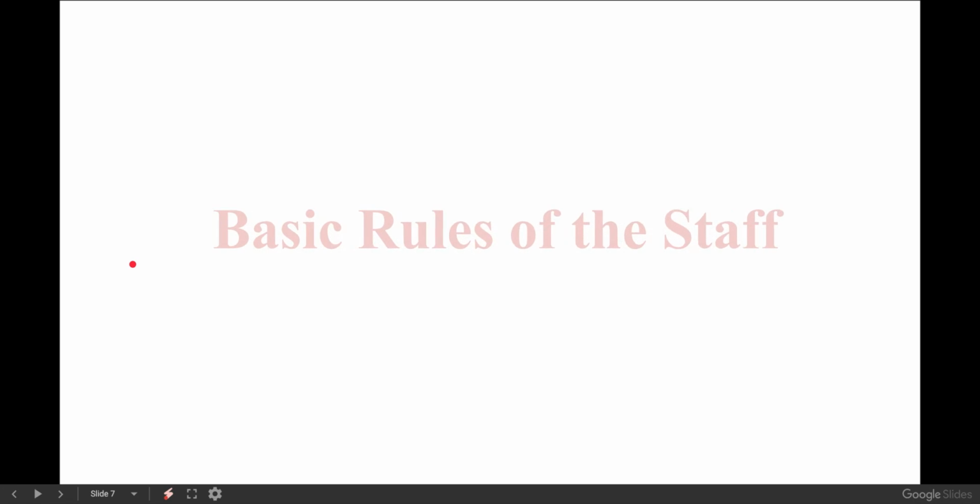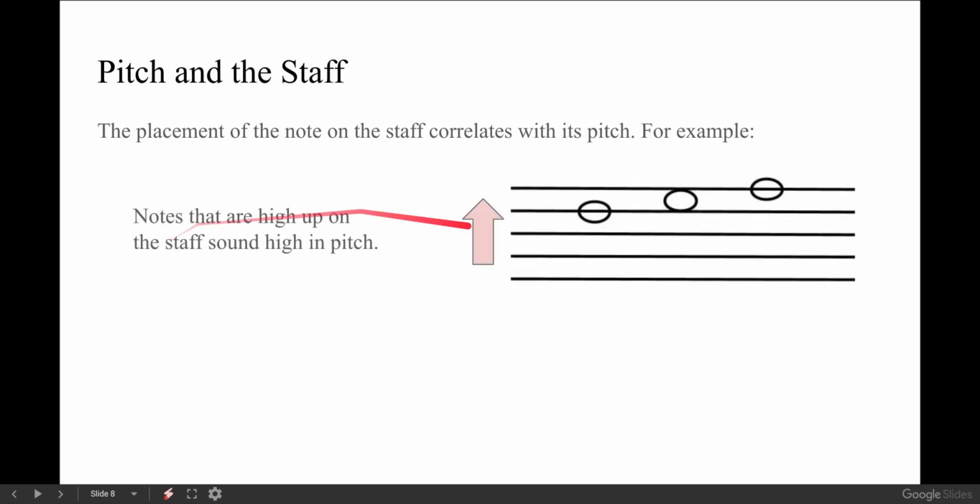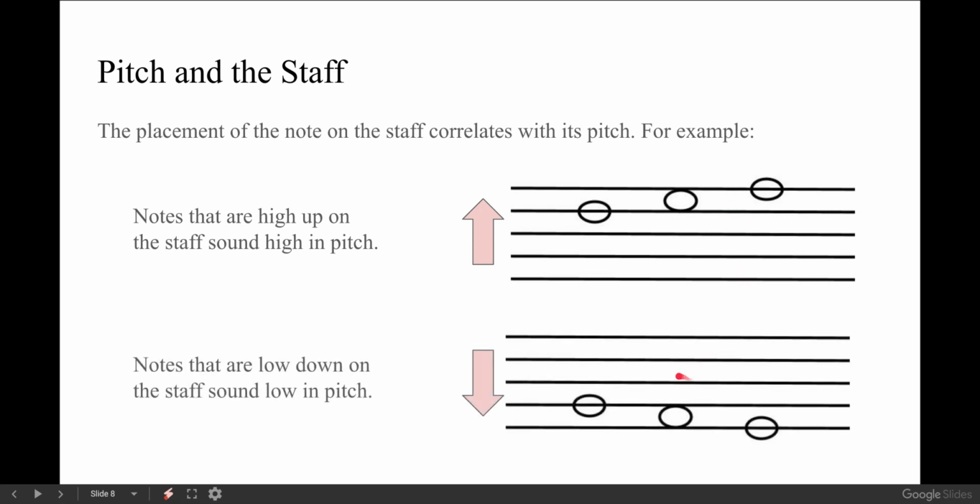Now let's go over some basic rules of the staff. First of all, the placement of the note on the staff correlates with the note's pitch. And here's what I mean. If you have notes that are drawn high up on the staff, the pitch of those notes is going to sound higher. And if you have notes drawn lower down on the staff, like these notes, then you know the sound of the notes is going to be lower.